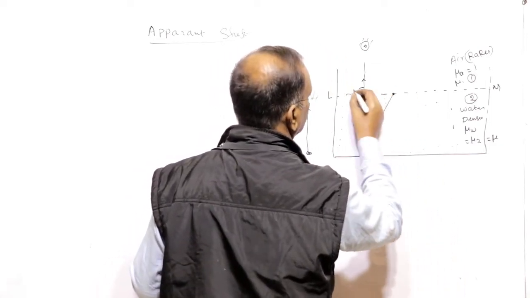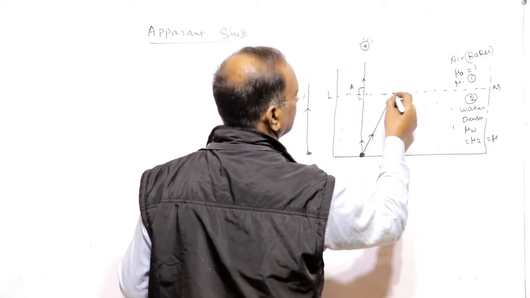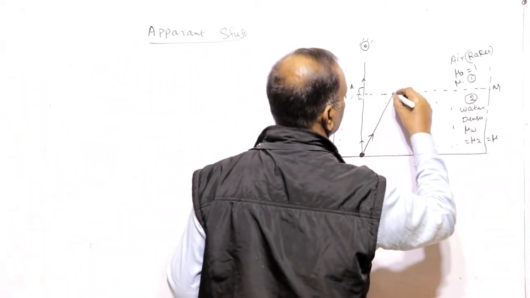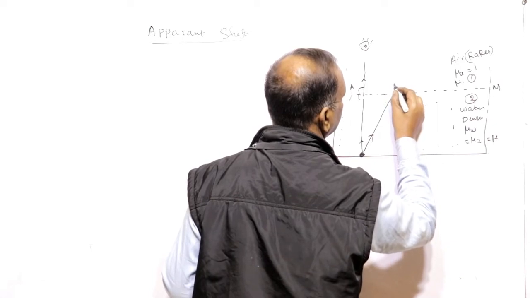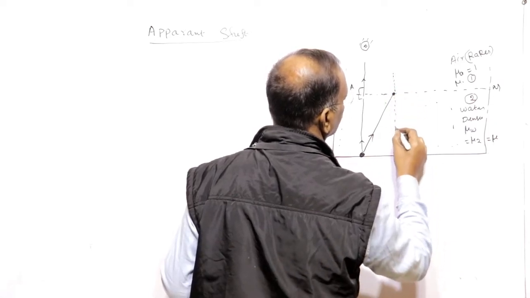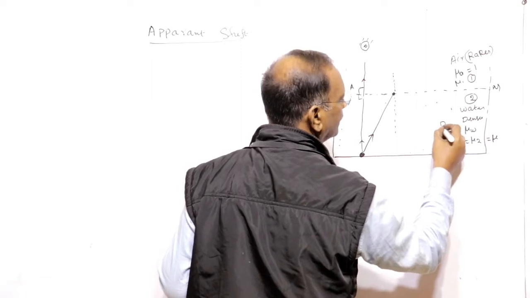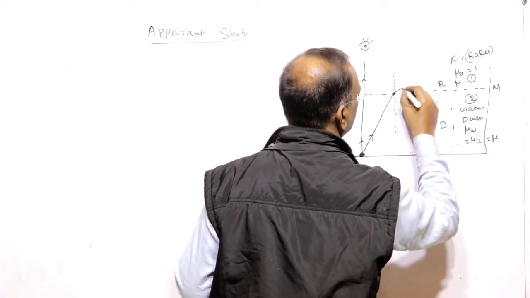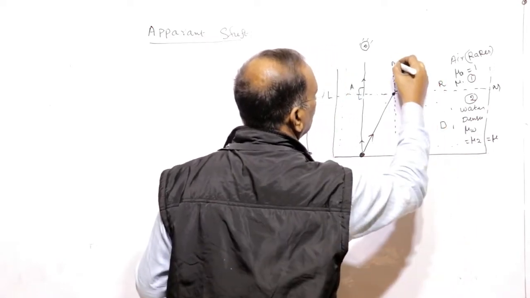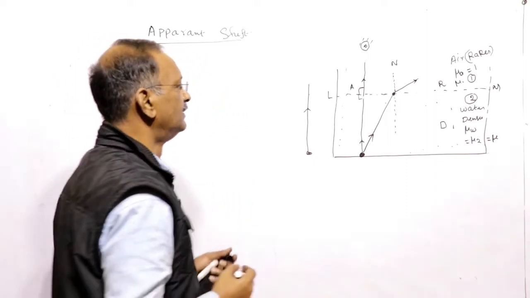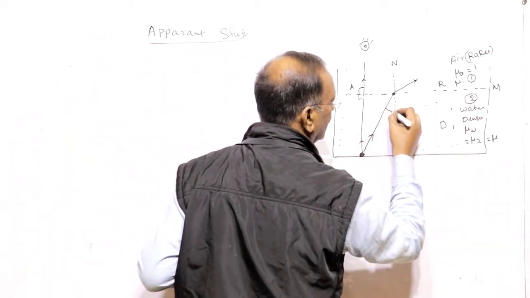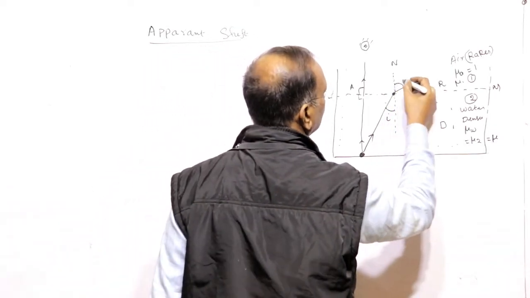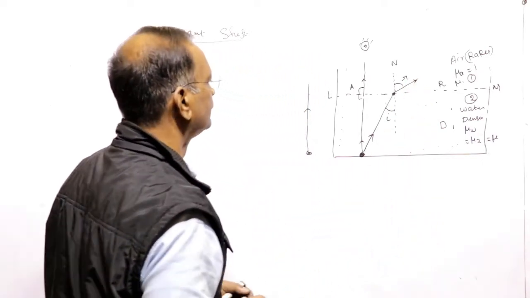which, from point A, is incident on the interface. It will undergo refraction. This is the normal at this point. Since it is going from the denser medium to the rarer medium, the ray will bend away from the normal. So this is the angle of incidence of the ray from the denser medium, and this is the angle of refraction for this medium.